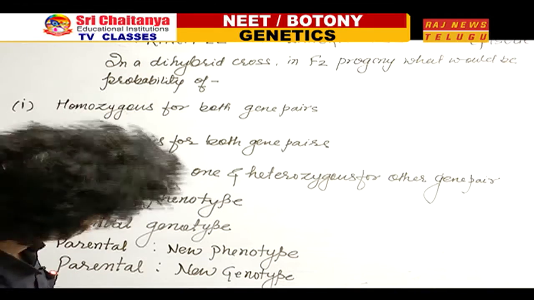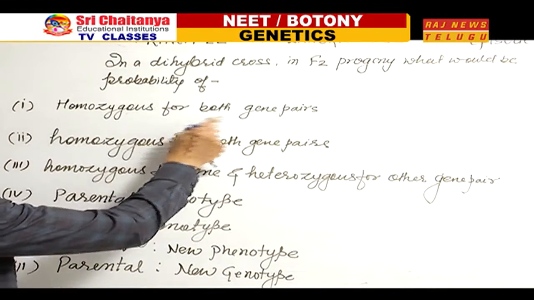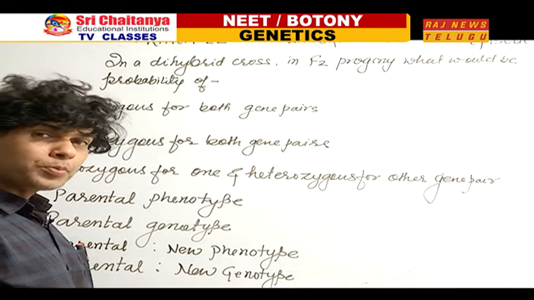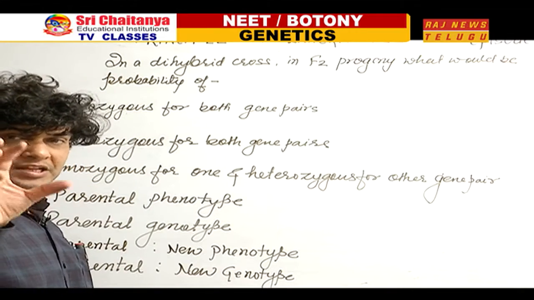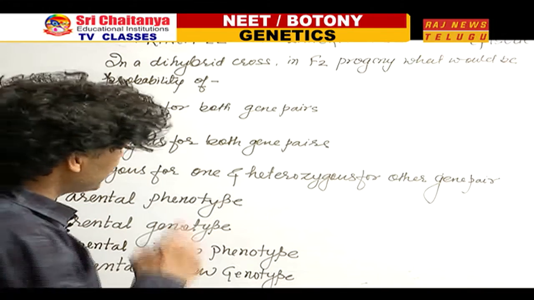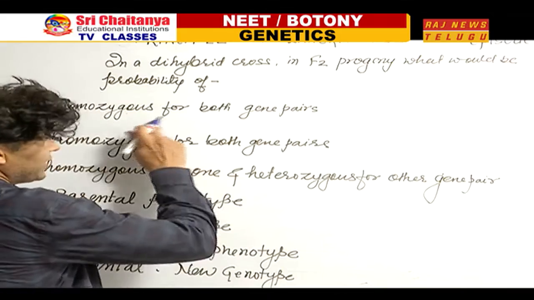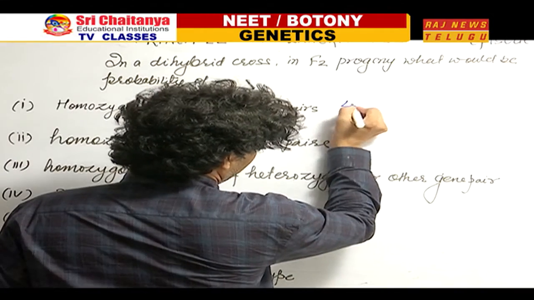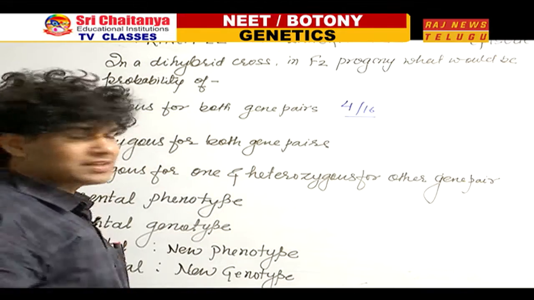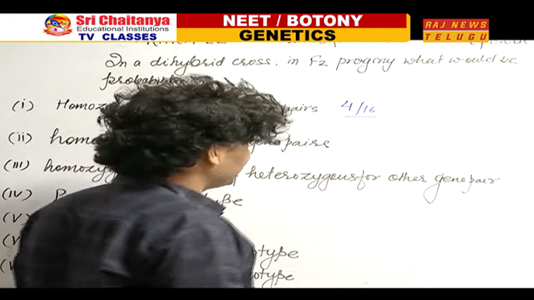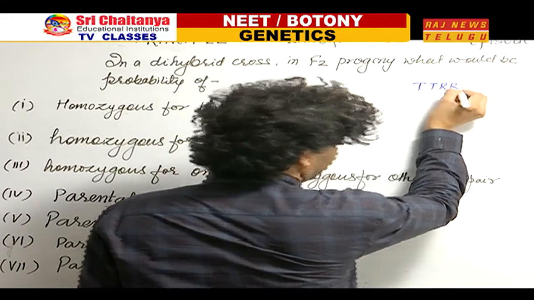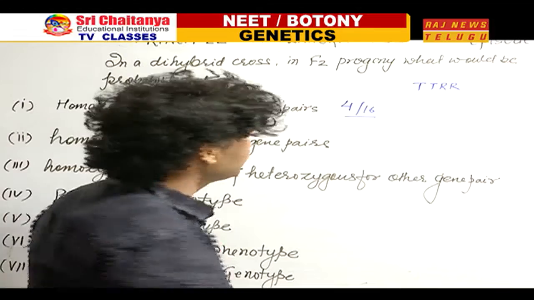So let's take the first question. Homozygous for both of the gene pairs. If you observe the Punnett square or the checkerboard of the dihybrid cross, then you will find that homozygous for both of the gene pairs are 4 out of 16. For your convenience, I can also mark what these 4 were. You remember capital T, capital T, capital R, capital R, homozygous for both.